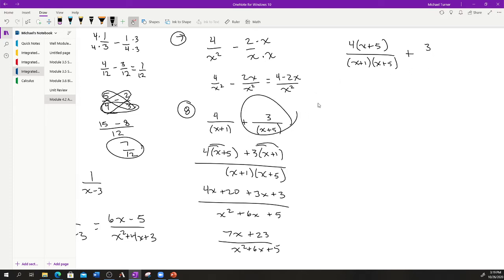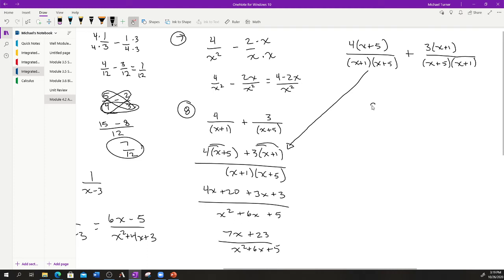Then I look at 3 over x plus 5. Well, that doesn't have an x plus 1. So I multiply top and bottom by x plus 1. Now I have the same denominator. Yes, this one's 1, 5. This is 5, 1. But remember, the commutative property says multiplication is the same backwards and forwards. So then you could write it as a single fraction. So you'd be back down here, and you would continue to simplify until you got to 7x plus 23 over x squared plus 6x plus 5.